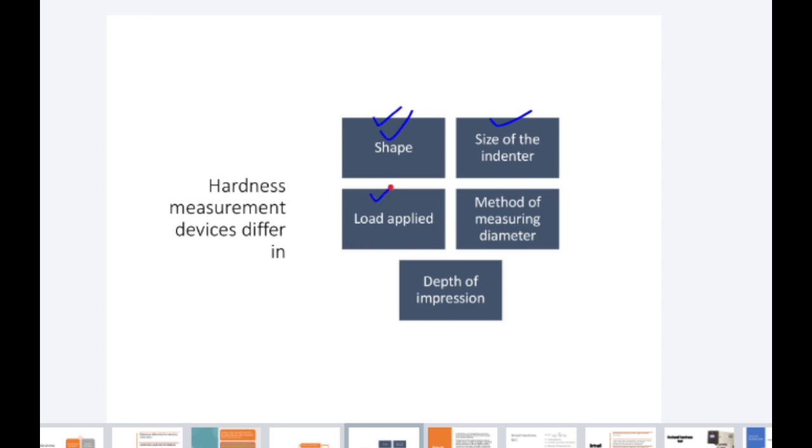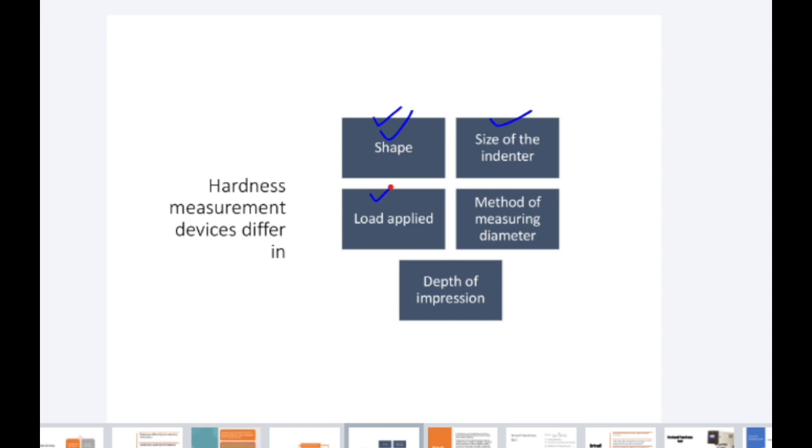And why do we want these different things? Sometimes we cannot apply too much load on a material. That's why we need less load. Too much load may destroy the material permanently. So that's why we have different tests. For some materials we use a test with less applied load, and for some materials we use a bigger indenter. For some materials we can use a smaller indenter. It depends. So the method of measuring the diameter is different.